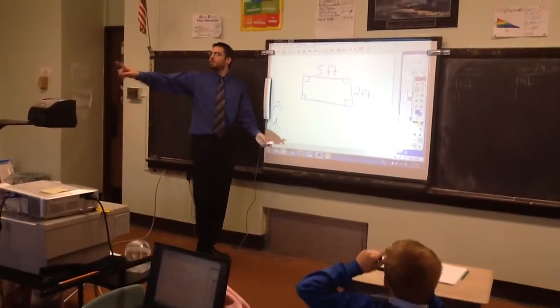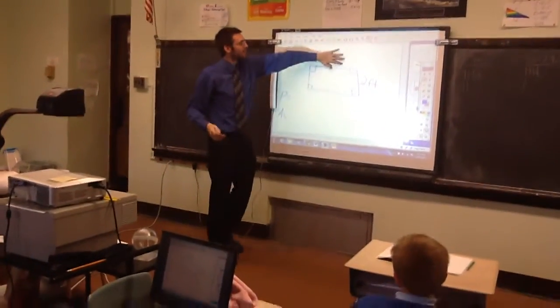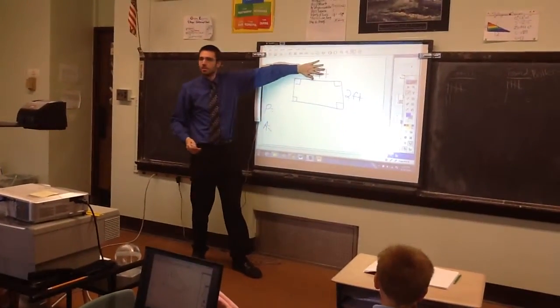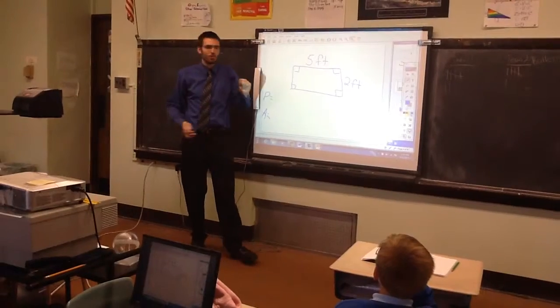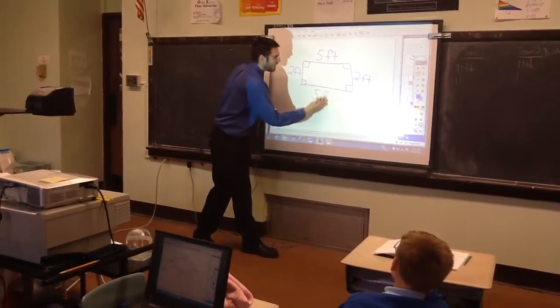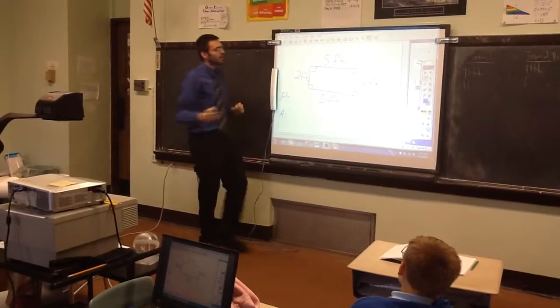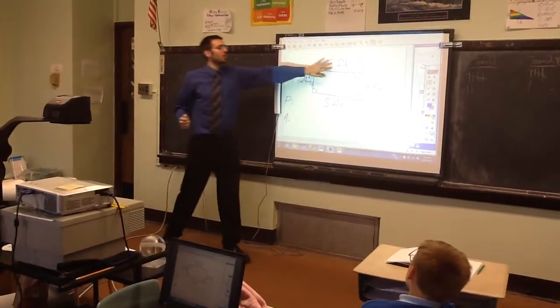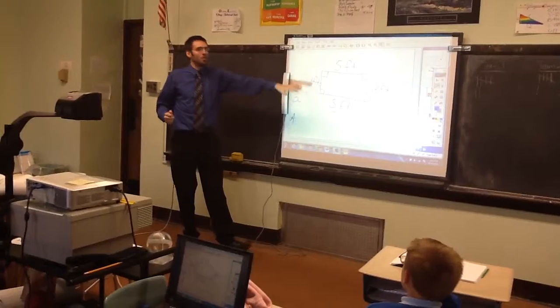Okay, very important. Very important. I cannot forget, this is not a 2-sided figure. This is a 4-sided figure, rectangle. And when I'm talking about adding all of my sides, I cannot forget about my last two sides. Very good, Emily. Cannot just say it's going to be 7 feet. I have to include both of my sides.